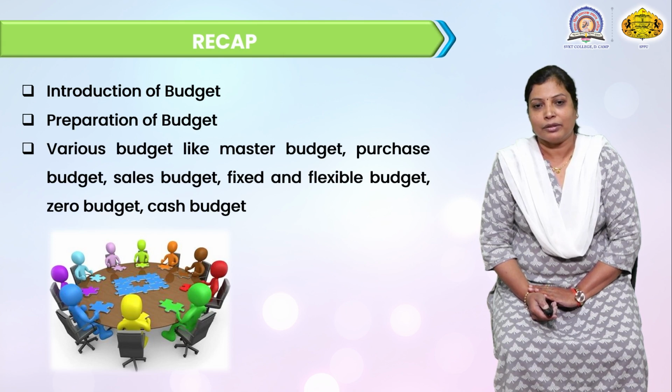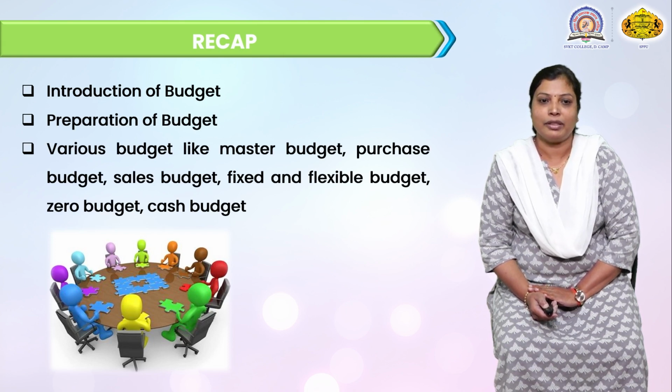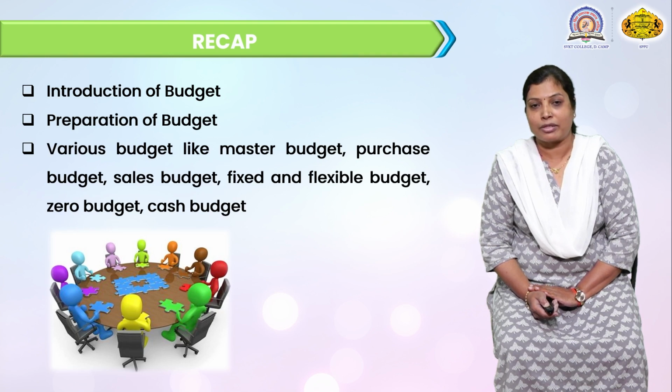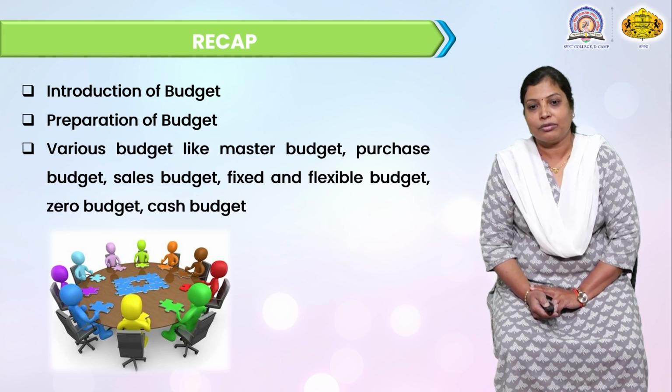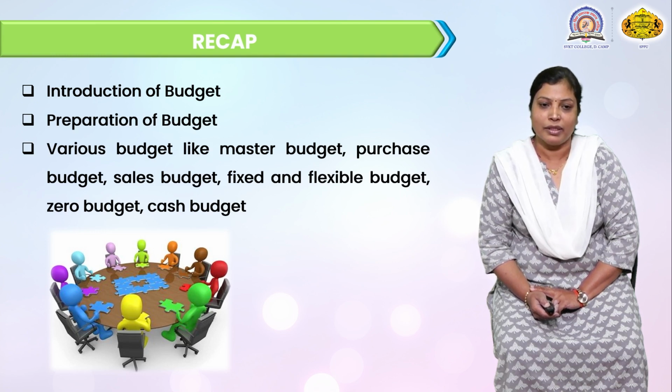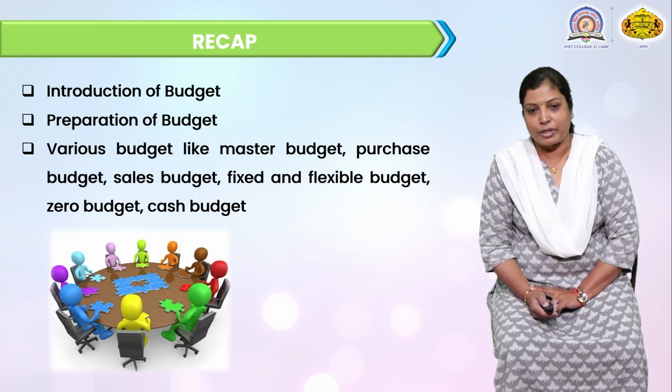In the last lecture, we already discussed the introduction of budgets, how to prepare a budget, and the various types of budgets like the master budget. In the master budget, we learned how to prepare the profit and loss account, trading account, and balance sheet. And the purchase budget format, sales budget, fixed and flexible budget. We solved a number of problems on fixed and flexible budgets, and also zero budget and cash budget.